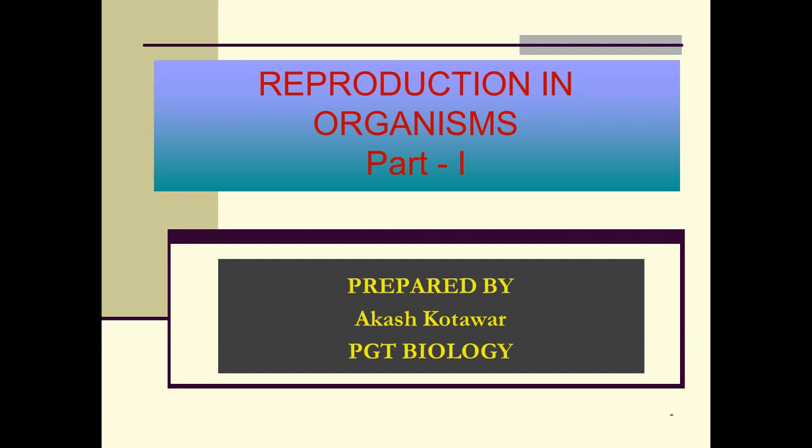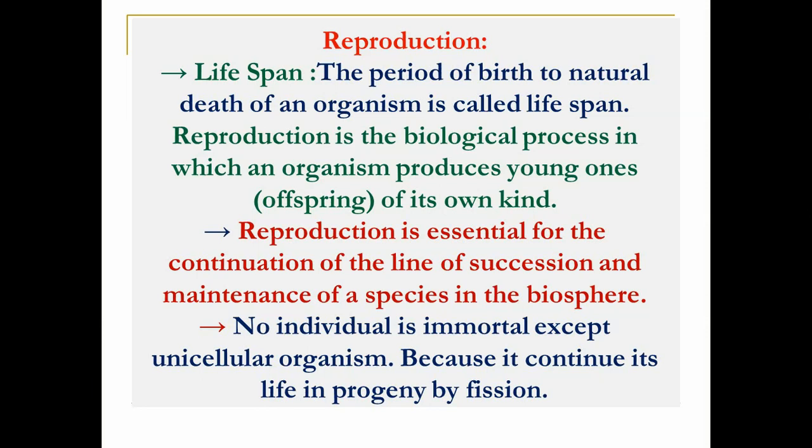Now here, what is exactly reproduction? Before that, what exactly is lifespan? We should know the definition of lifespan so that we can understand reproduction. You can go through the definition. The period from birth to the natural death of an organism is called lifespan. Means if an individual gets birth, by the time till his death, the total period is calculated as lifespan.